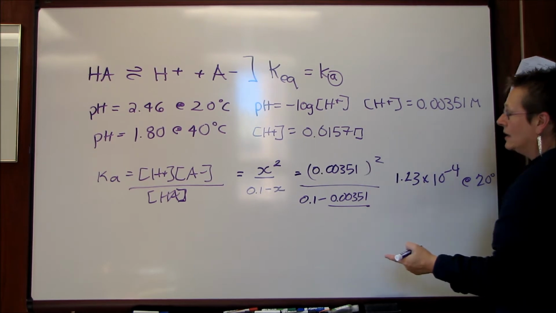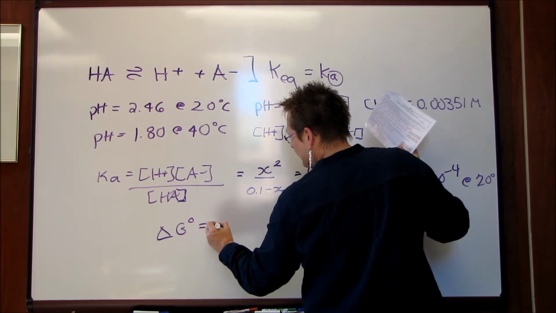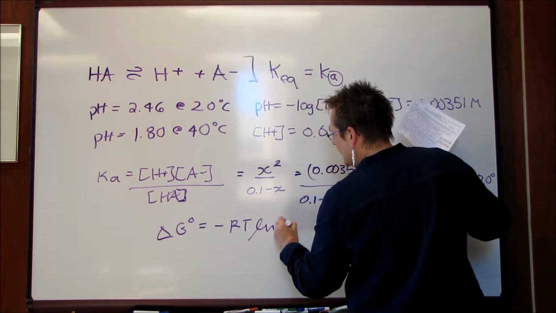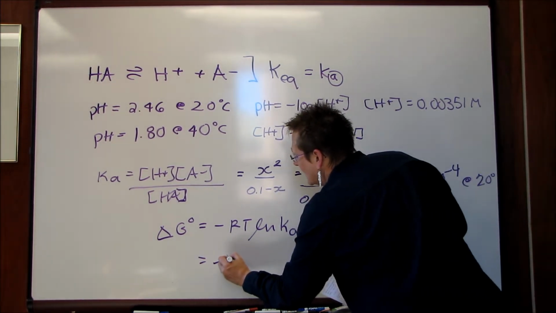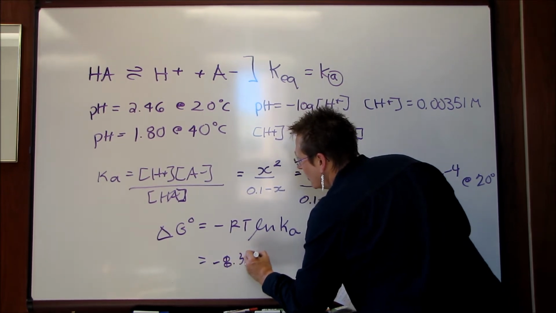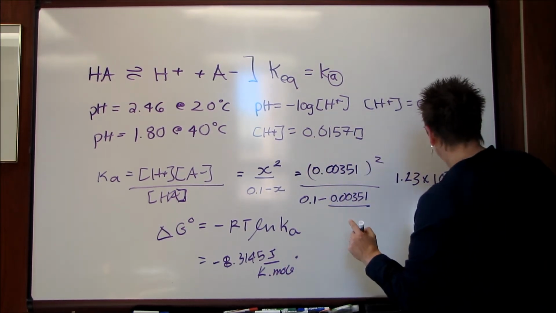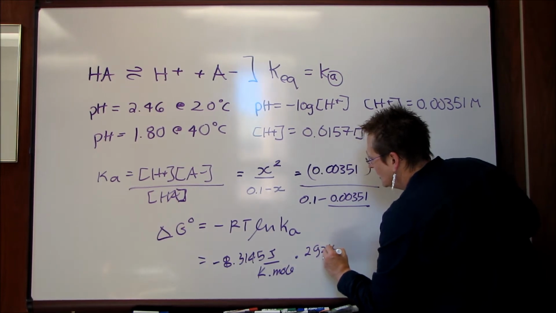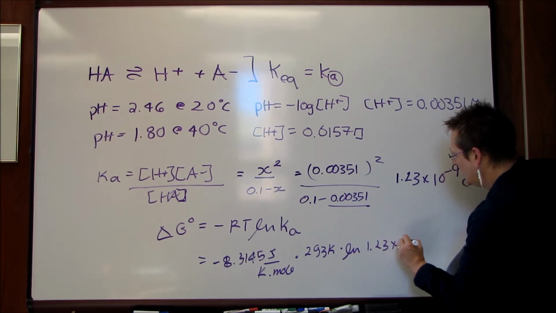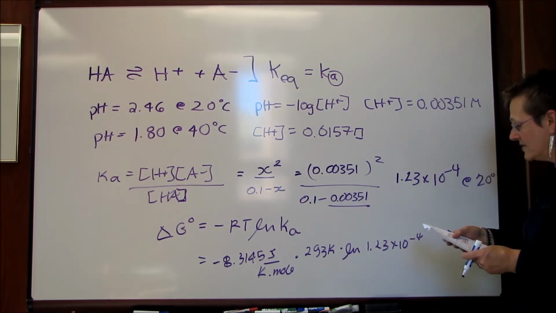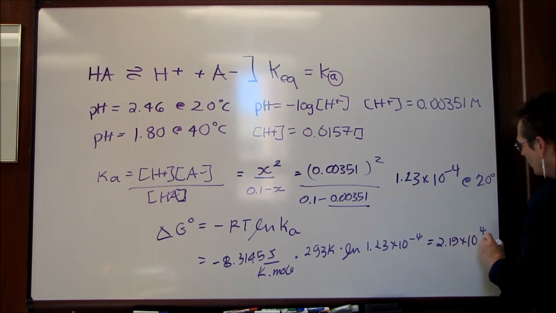So once we have a Ka, we can calculate delta G naught from that Ka. Delta G naught equals negative RT ln KEQ, or Ka in this case. So we can simply plug that value in: the negative times 8.3145 joules per Kelvin mole, times our temperature, 20 degrees, which is 293 Kelvin, times the ln of our Ka. In this case, that gives us a value of 2.19 times 10 to the 4 joules per mole.